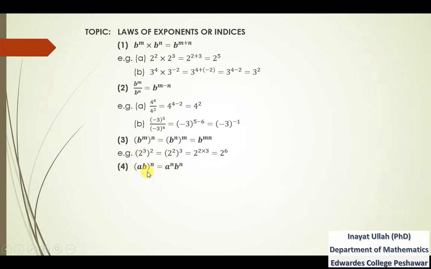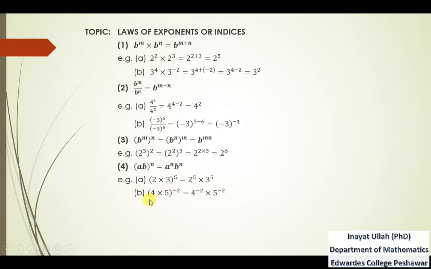Number 4. If there is a whole power of the multiplication of two numbers, (a multiplied by b) to the power n, we can separate this power on a and b separately. For example, if we have (2 multiplied by 3) to the power 5, this can be written as 2 power 5 multiplied by 3 power 5.